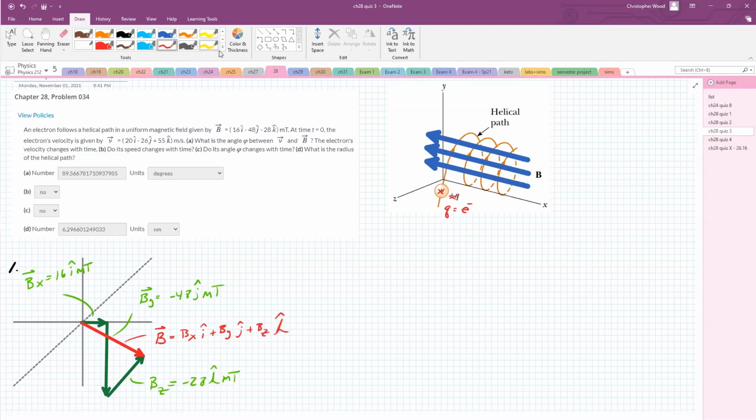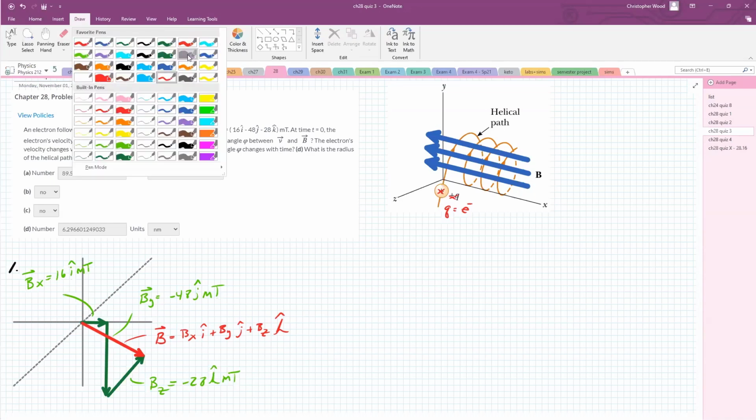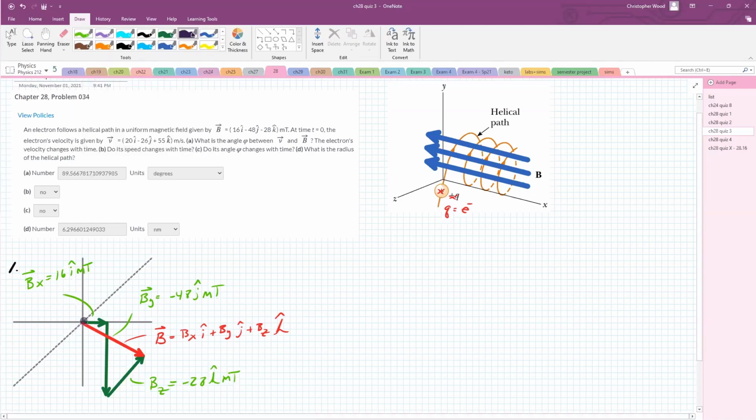So my electron is sitting right here. My electron is just parked, or it's not parked, my electron is moving. But at the moment my electron is right here, that red vector is the magnetic field that it encounters. At the same time, my electron has a velocity. Here's the velocity of my electron right at this particular moment. 20 I.